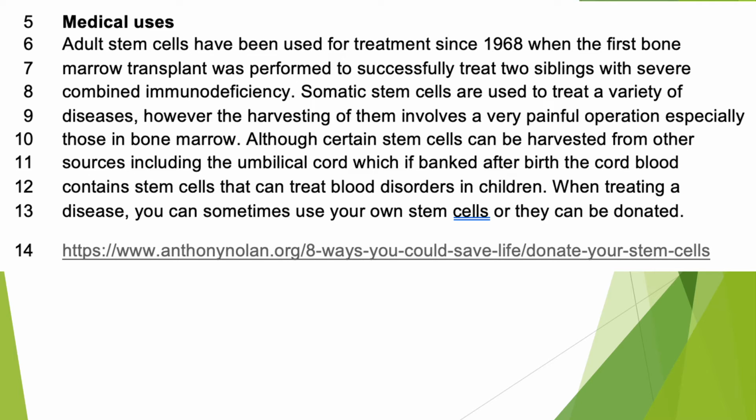Adult stem cells have been used for treatment since 1968, when the first bone marrow transplant was performed to successfully treat two siblings with severe combined immunodeficiency. Immunodeficiency is, it's kind of in the name, it has to do with your immune system. Your bone marrow, which produces blood cells, also produces white blood cells. So if your bone marrow is producing bad or inefficient white blood cells, you're going to be sick most of the time, because your white blood cells aren't strong enough to fight off diseases.